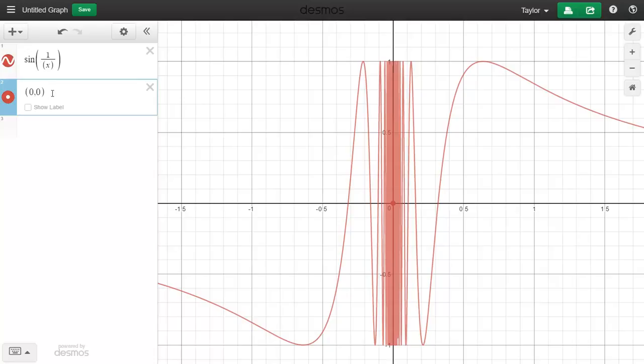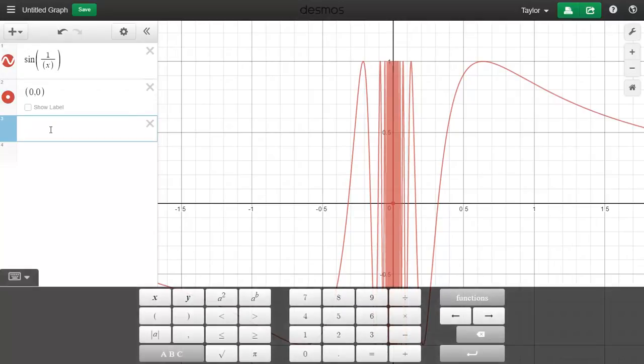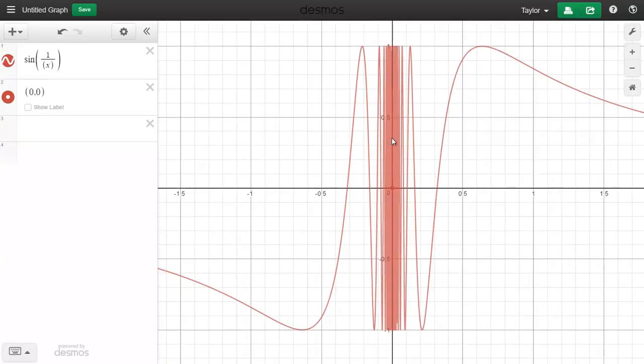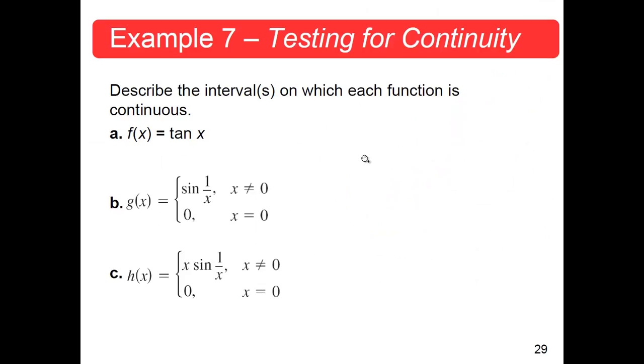Even though we redefined f of 0, so we would say at x equals 0, there is a non-removable discontinuity. Otherwise, this function is continuous. So it's continuous on the open interval from negative infinity to 0, and the open interval from 0 to positive infinity. At x equals 0, there's a non-removable discontinuity. We talked about this during class. This is an interesting example.